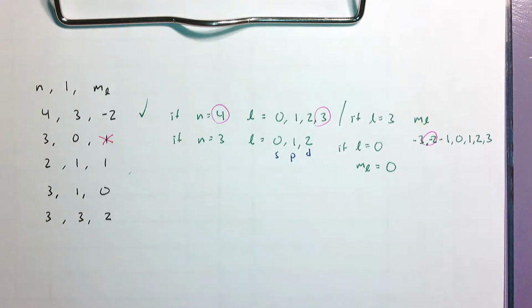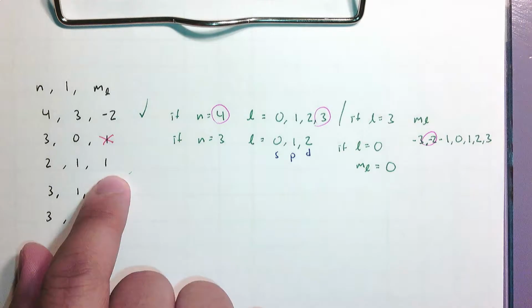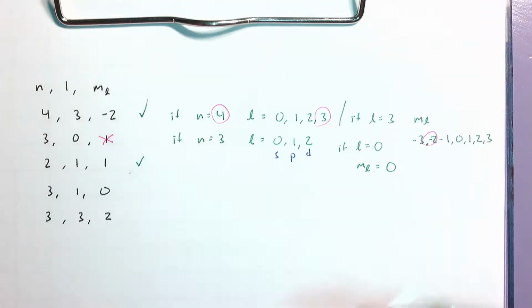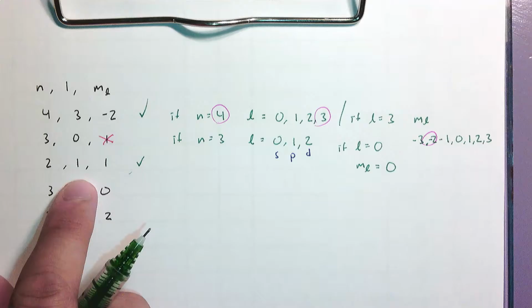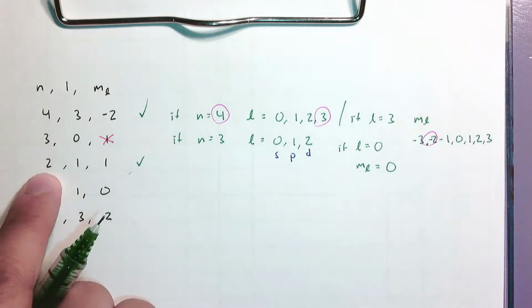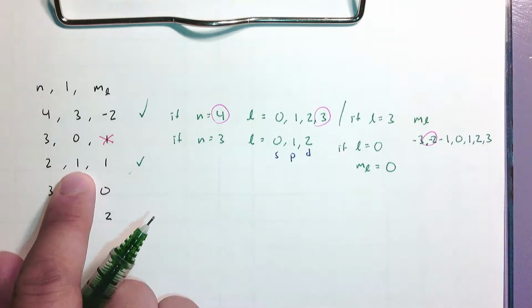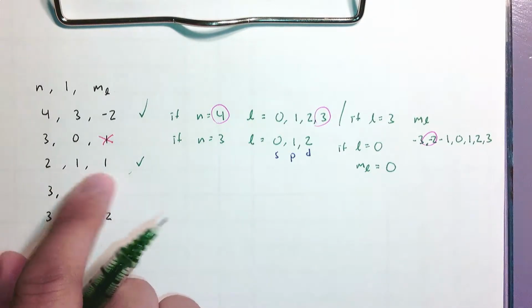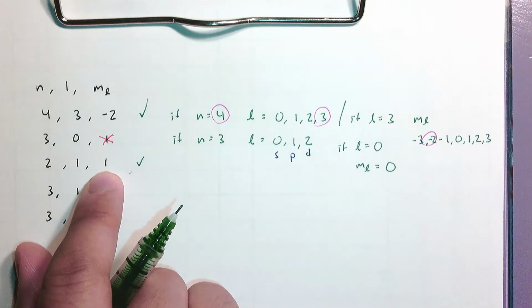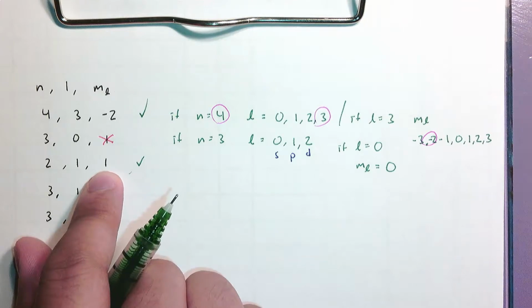Okay, real quickly. 2, 1, and 1, that is possible. Okay, that describes an electron in an atom. That an electron can have these set of 3 quantum numbers. Energy level 2, what orbital is this? The p orbital, and it's the third p orbital in the set of p orbitals.